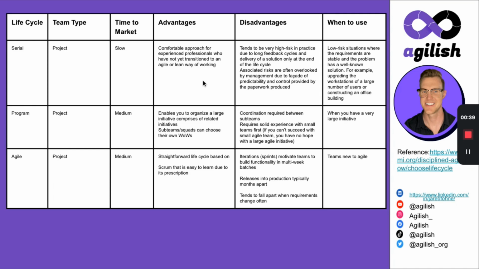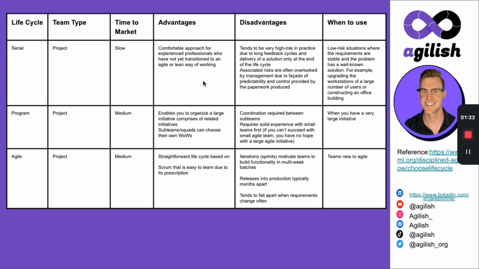First one is serial. So this is project, so maybe short duration. That's kind of what it's referring to as project there. Time to market is slow. So we understand this is slow. I know there's a bunch of data here, but I'm not here to pitch anything. This is really just to show you the advantages and disadvantages and let you decide which ones you want to pick. Really, the advantage is that you're familiar with this. You've done this project before, and maybe you haven't transitioned to an agile lean way of working. Maybe it's new. So you might want to use what works best for you.